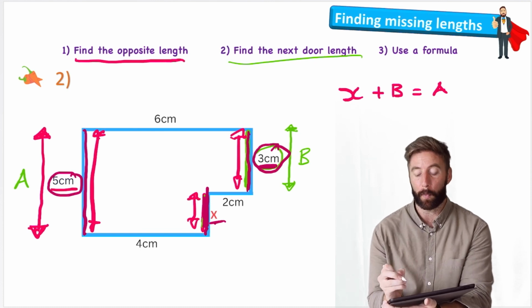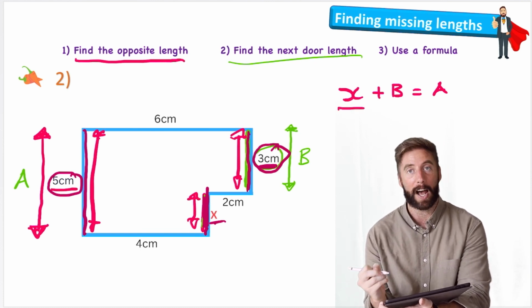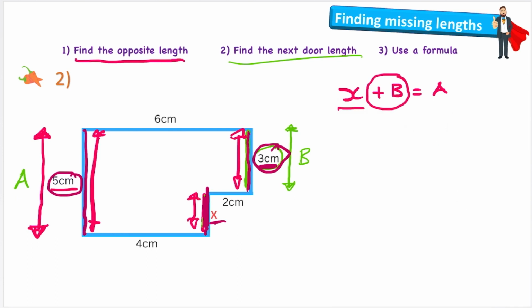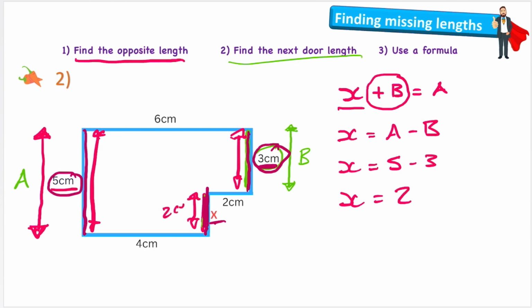But remember, with the formula we need to get x on its own. So how can I get x on its own? Well, I can inverse my b. So it would be x equals a subtract b. And in this case, we know the value of a, so x equals 5 subtract, and we also know the value of b, which is 3. So x is 5 minus 3, therefore x equals 2. So our missing length is 2 centimeters.